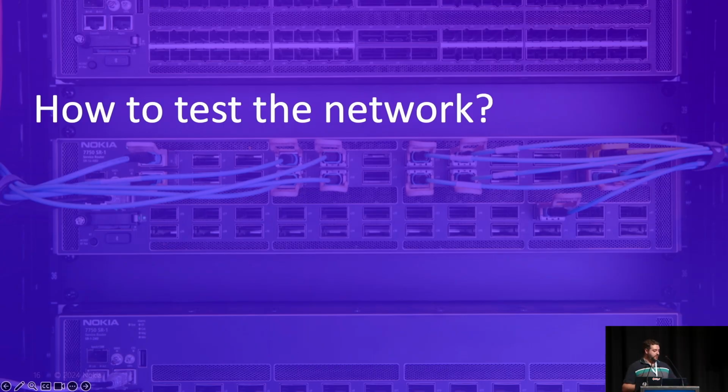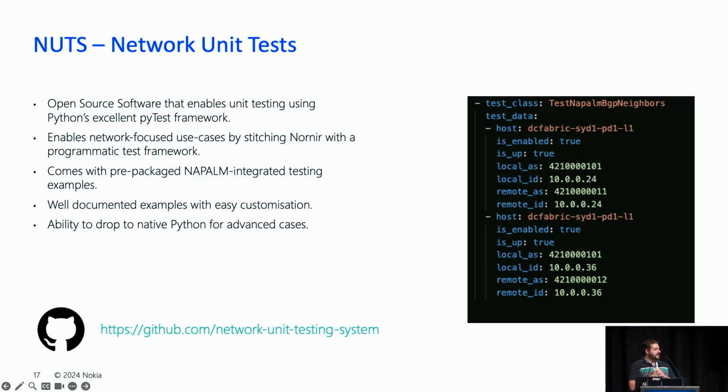So then, how do we go about testing the network? NUTS, Network Unit Tests. This is a neat open source tool that is a plugin for PyTest. PyTest is a really well-known, well-used Python testing framework that Django and a whole bunch of Python software platforms use. But this is a plugin. It uses Napalm, which is an abstracted mechanism of talking to network devices, to build test cases and run them.